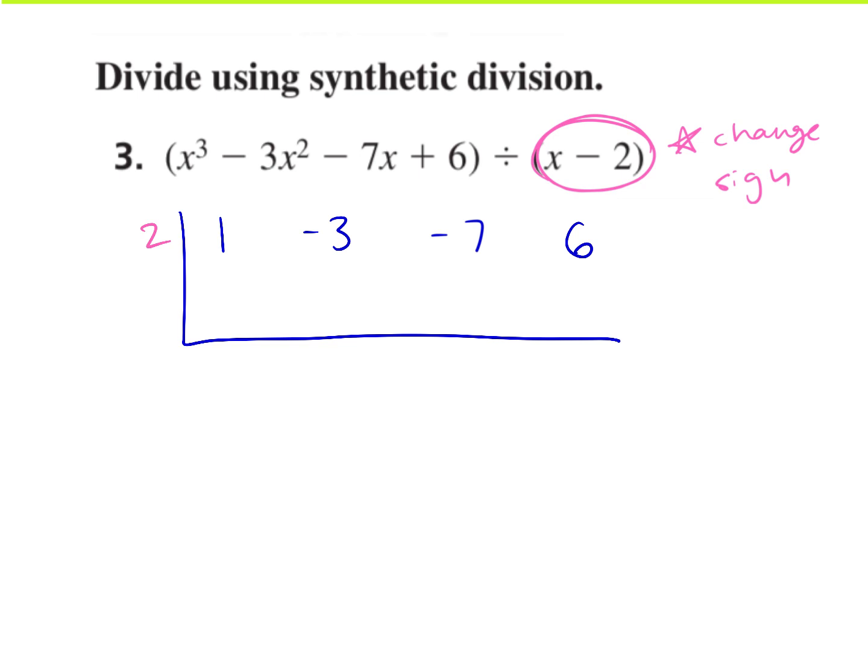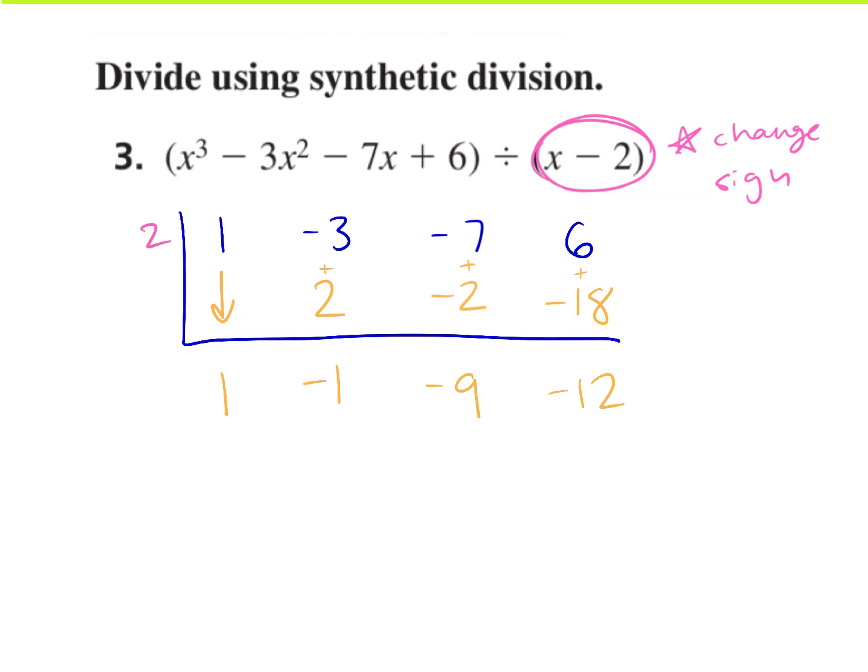What's the first step? Drop down the 1. What do I do? Multiply 1 times 2. Then I add the inside, we get negative 1. Multiply the outside, we get negative 2. Add the inside. Multiply the outside. We get negative 18, and add the inside. Negative 12.